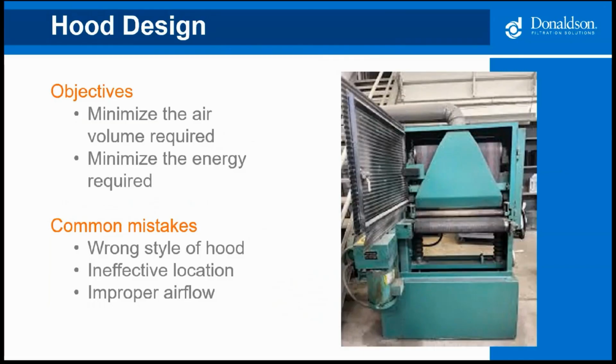When it comes to assessing existing systems, a few common mistakes we see are the wrong hood style being used, the hood not being located in an effective position, or inadequate airflow at the hood. You can see in this picture, the manufacturer provided a hood the full length of the sanding belt, which is great. However, the 90-degree elbow immediately above the hood that you can see in the photo is not ideal.